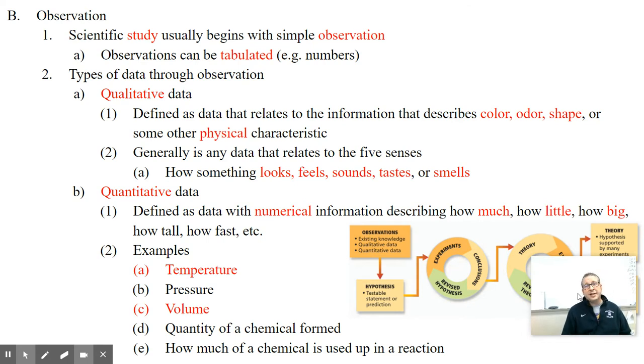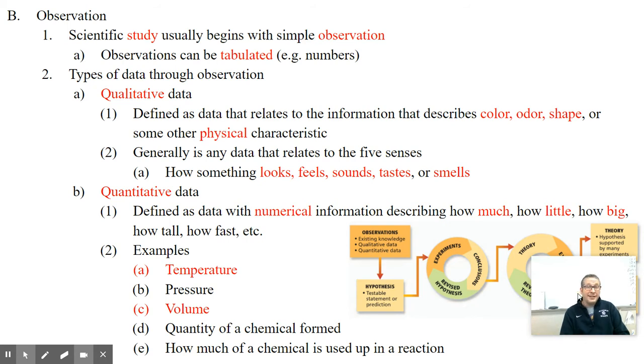You can also get different types of data through observation. You can get qualitative data, which is defined as data that relates to information that describes color, shape, odor, other physical characteristics, or the quality of those characteristics, okay? Basically anything that involves the five senses: looks, feels, sounds, tastes, smells, all fall under qualitative data.